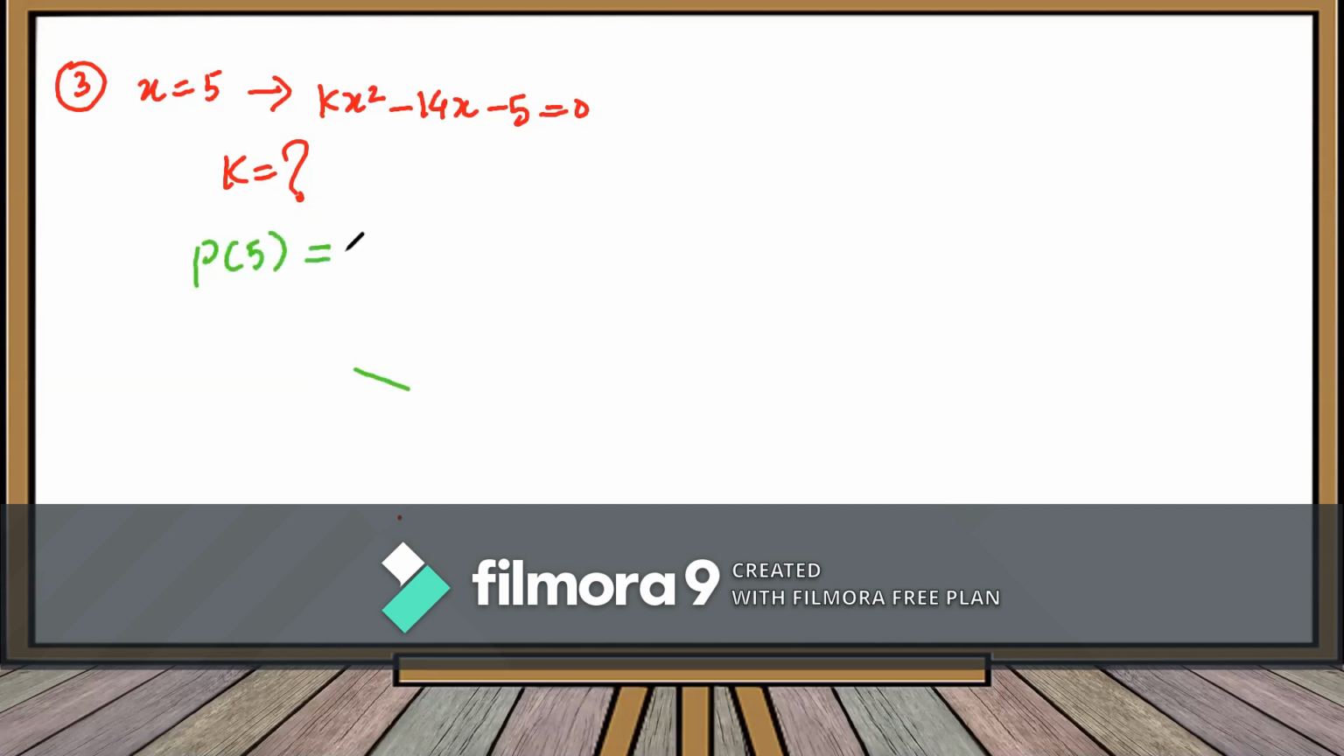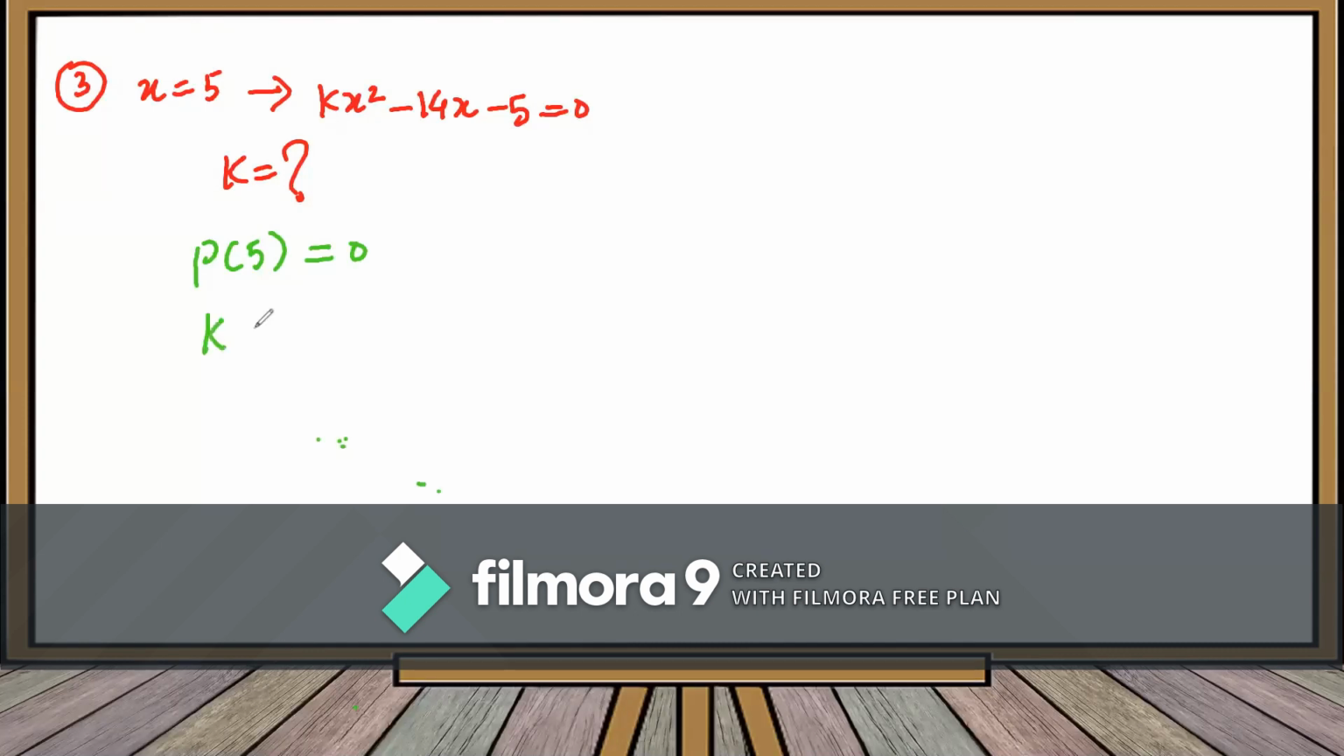The third one says if x is equal to 5 is a root of the equation kx square minus 14x minus 5 equal to 0, we have to find the value of k. How will we do that? We know that it is a root, and if it is a root, that means p of 5 is going to be 0.